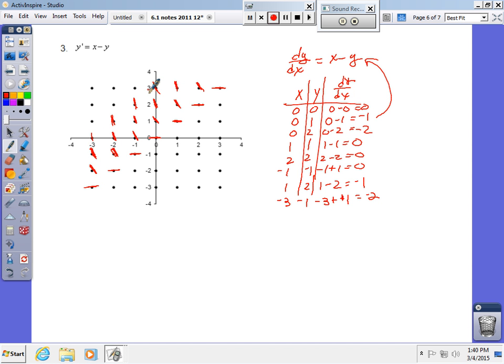All right, let's get an idea of what the other side is going to look like. Let's pick the point (2, 1). If I do (2, 1), that is going to be 2 minus 1, which is 1, so my slope is +1. At (2, 1), my slope is +1. So it goes like this. At 3, so all along here, they should be +1.